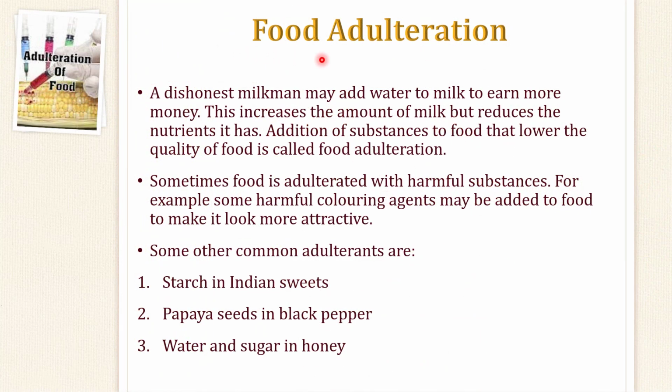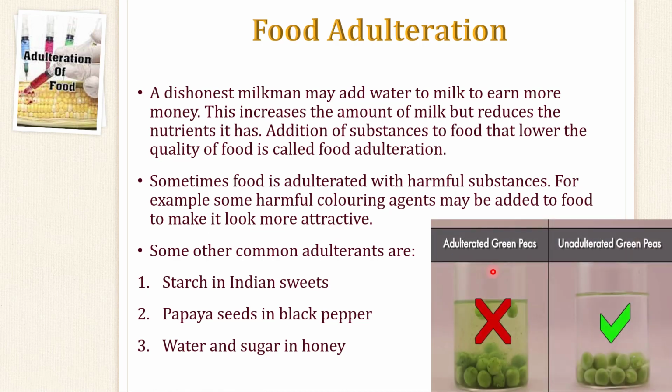Now let's talk about food adulteration. A dishonest milkman may add water to milk to earn more money. This increases the amount of milk but reduces the nutrients it has. Addition of substances to food that lower the quality of food is called food adulteration. Sometimes food is adulterated with harmful substances. For example, some harmful coloring agent may be added to food to make it look more attractive.